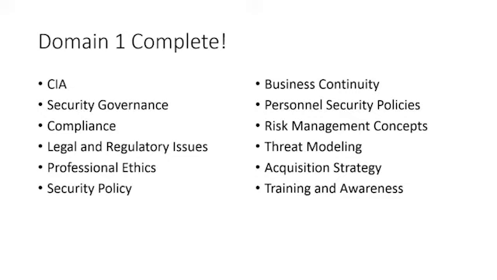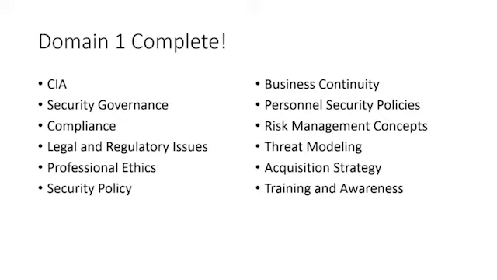So that does it for domain 1, right? So we're all done with domain 1. We talked about the CIA triad, confidentiality, integrity, and availability. We talked about security governance and keeping things in line with our business practices. The compliance, so keeping our company in compliance with local, federal, and state regulations and laws. That led into the legal and regulatory issues.